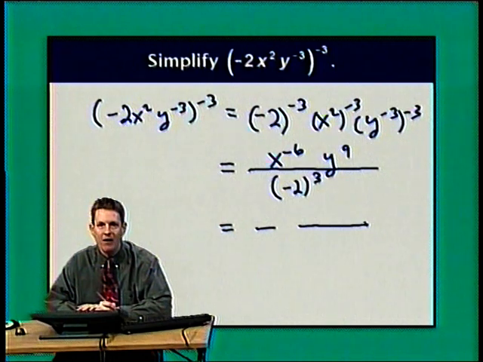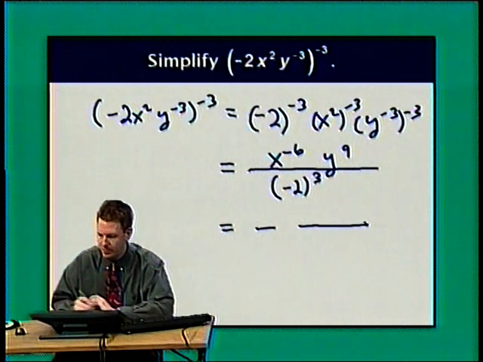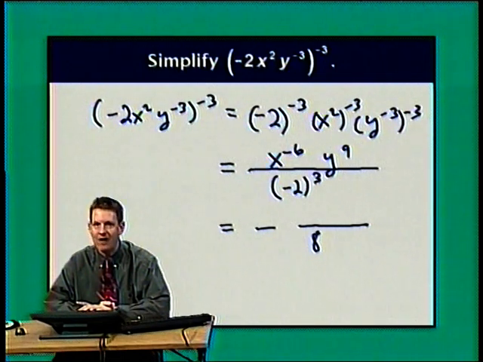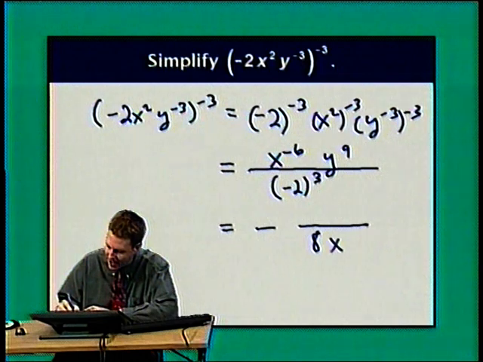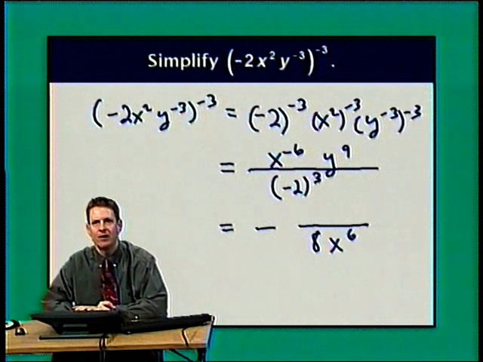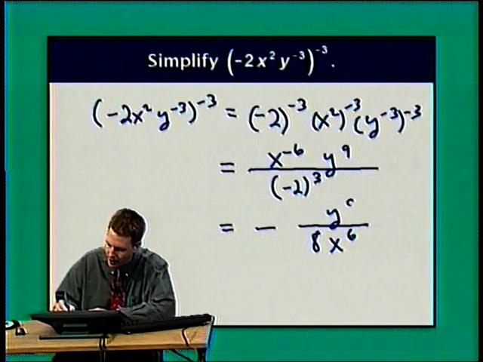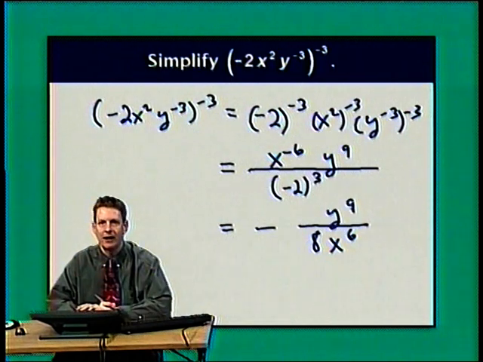The absolute value of negative 2 quantity cubed is 8, so I have a coefficient of 8 in the denominator. In order for that exponent on the x factor to be positive, the x factor needs to be moved to the denominator. So in the denominator I have x to the 6th, and in the numerator I'm leaving behind my y to the 9th.